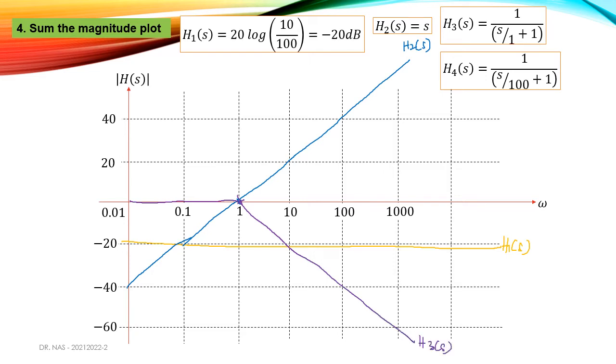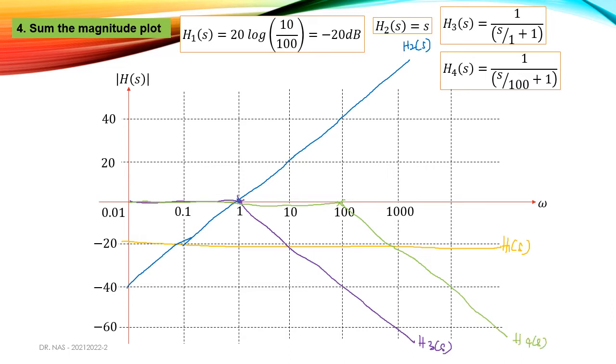And then H4 you have a pole at 100, so mark 100. So it's 0 until 100, and then a negative 20 dB slope down there. Okay, so this is H4.